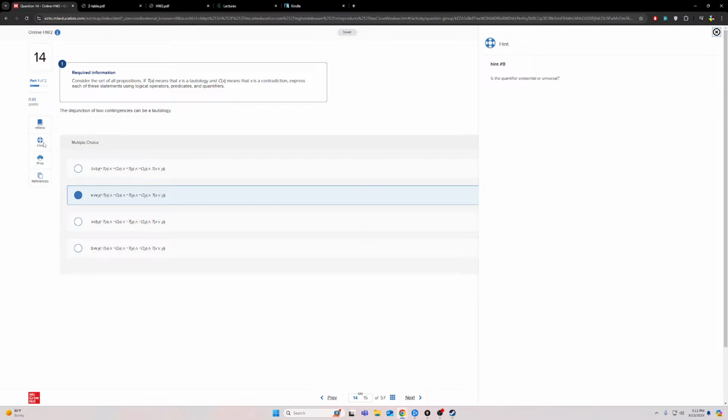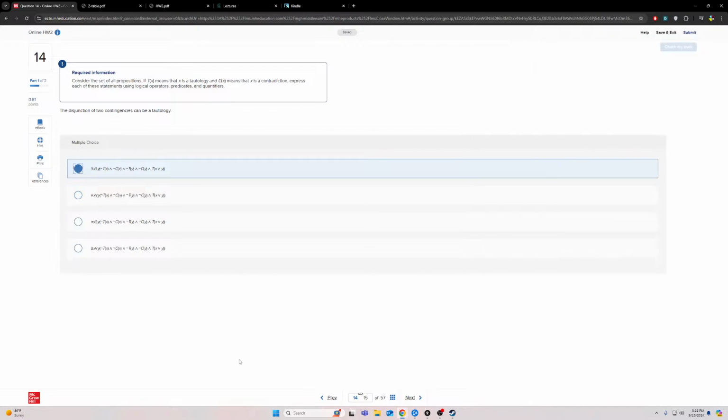The disjunction of two contingencies can be a tautology. I would imagine it would be some, but this is just a random guess. I don't know. Yeah, and this is going to be the exact same issue. I don't know.